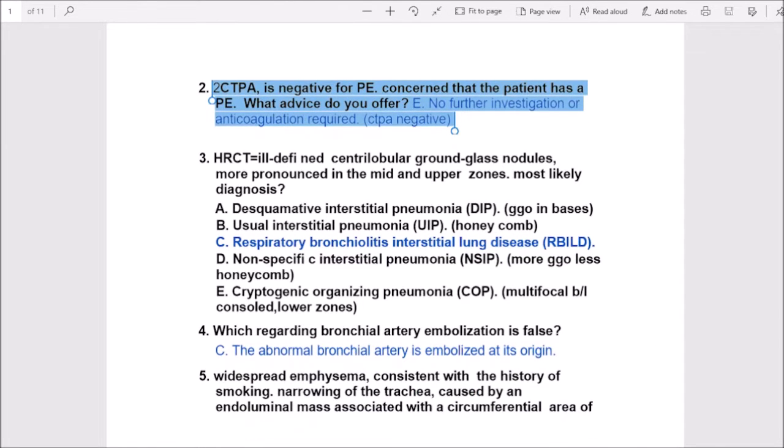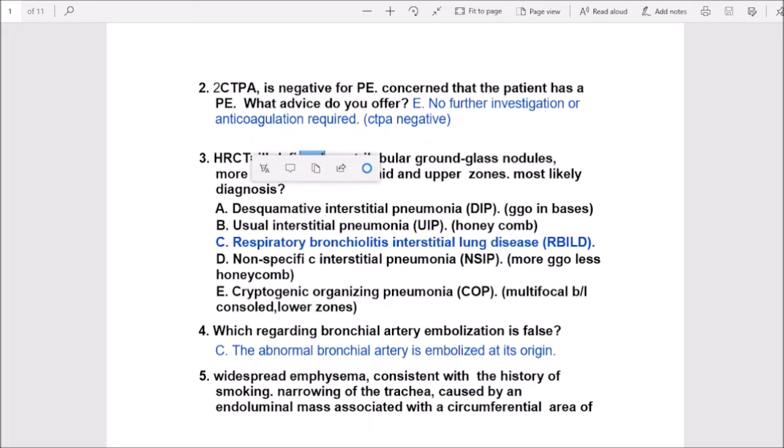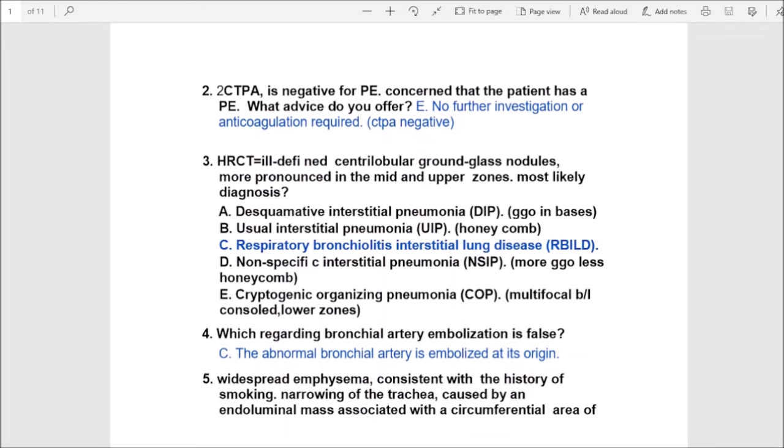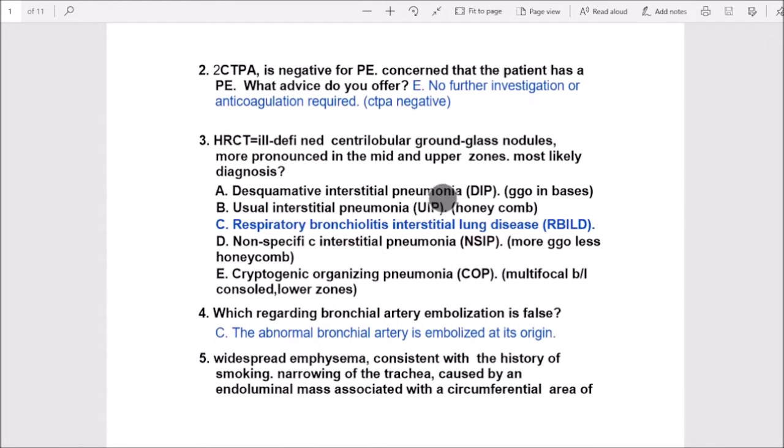Question number three, HRCT shows ill-defined centrilobular ground glass nodules, more pronounced in the mid and upper zone. Most likely diagnosis: respiratory bronchiolitis associated interstitial lung disease, because HRCT shows ill-defined centrilobular ground glass nodules, more pronounced in the mid and upper zone, so respiratory bronchiolitis ILD is most likely diagnosed.